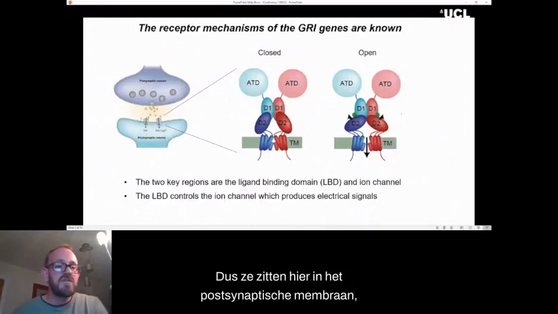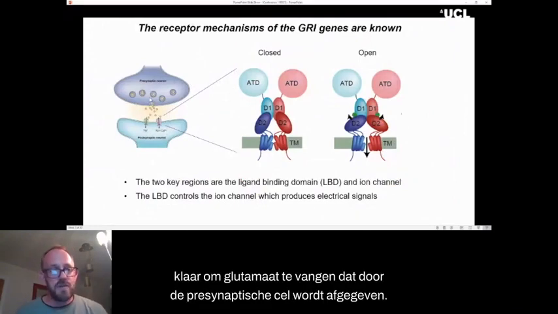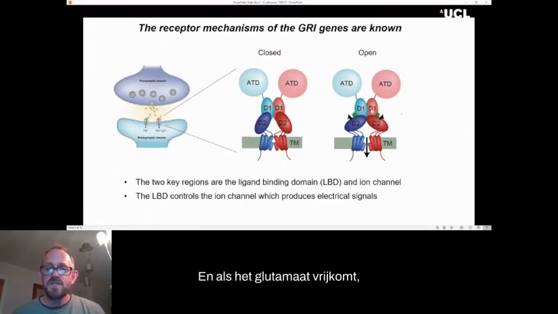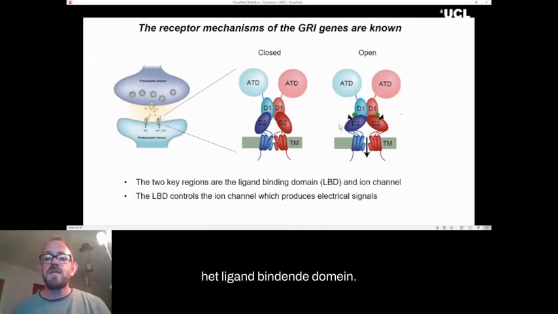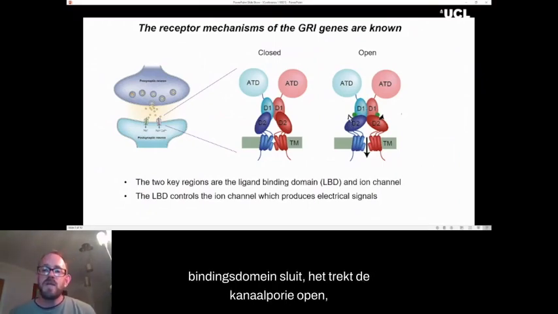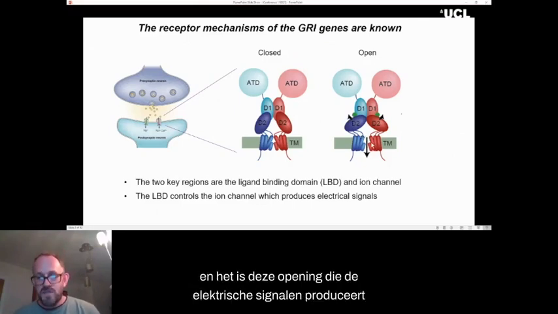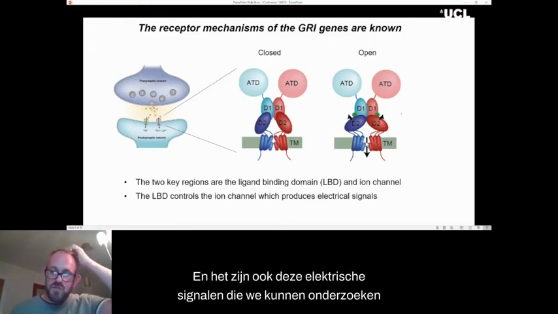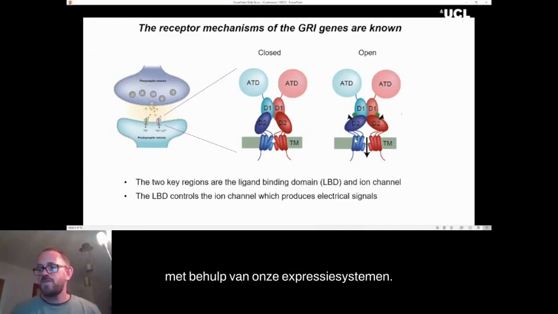So they sit here in the postsynaptic membrane, ready to catch glutamate released by the presynaptic cell. And when the glutamate's released, it binds within this central region within the AMPAR receptor, the ligand binding domain. And when this clamshell-like structure of the ligand binding domain closes, it pulls open the channel pore. And it's this opening that produces the electrical signals in the brain. And it's also these electrical signals that we can examine using our expression systems.